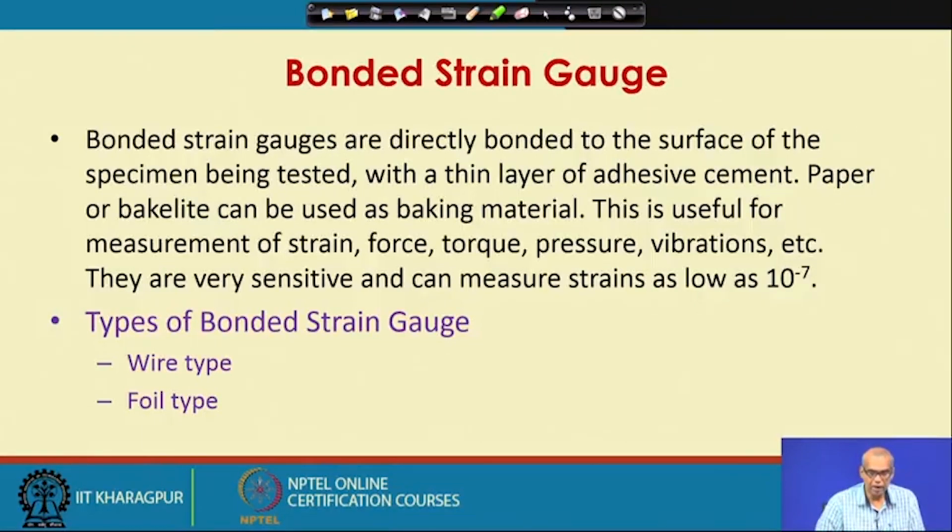Paper or bakelite can be used as backing material. This is useful for measurement of strain, force, torque, pressure, vibrations, etc. They are very sensitive and can measure strains as low as 10 to the power -7. There are two types of bonded strain gauge, wet type and foil type.